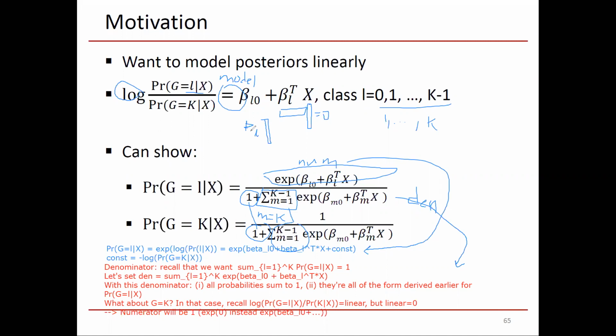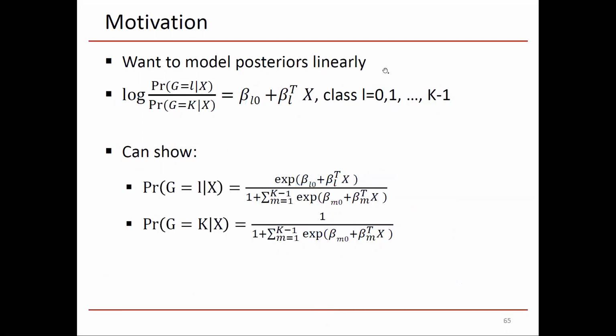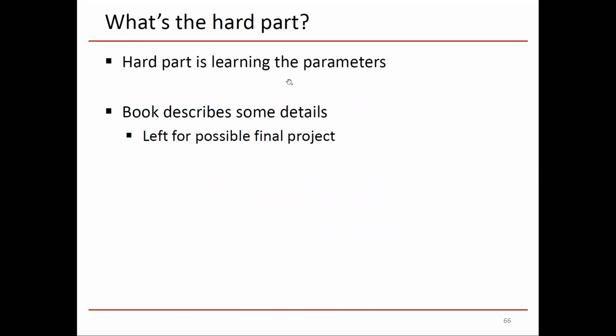So we started with a model where the log likelihood was linear. From that model, we derived probabilities for all the classes, including this fixed class, the last class, capital K. So what's the hard part? Seems like we have a model, seems reasonable. The hard part is learning the parameters, all the betas. The book describes some details. Some of you may be interested in working on this for a project, and specifically putting together a classifier, a logistic regression approach, and implementing it, running it on data, and so on.